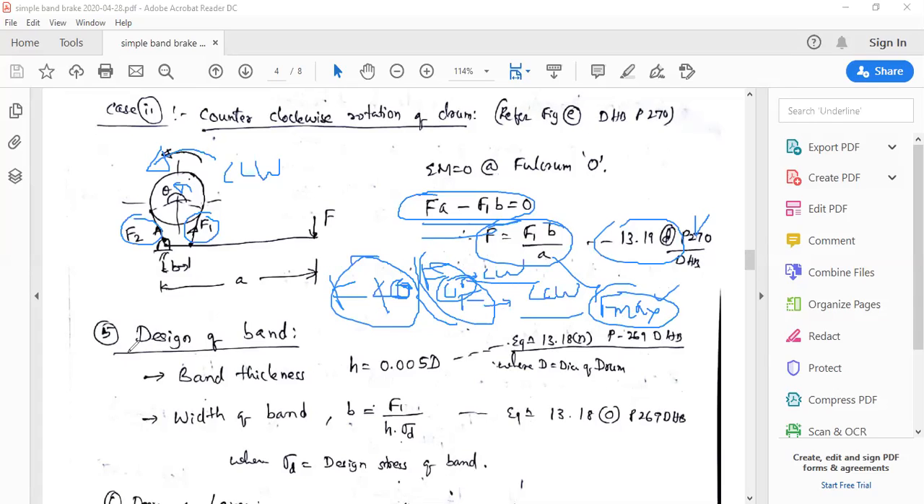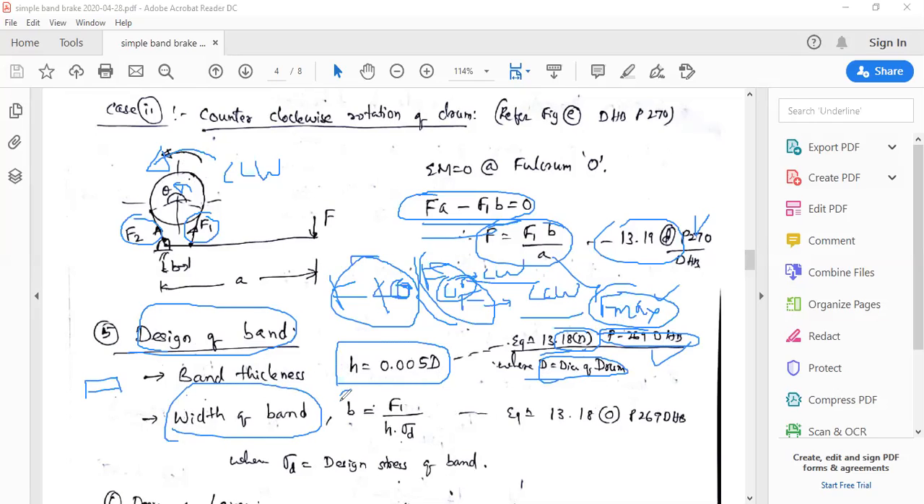After this we have to go for the design of the band. The band has a thickness and a rectangular cross section which is wrapped around the drum. The H value is usually given. If it is not given, we can use H is equal to 0.005 times D, where D is the diameter of the drum. You can use equation number 13.18N, page number 269 of the data handbook. We use this equation in the differential band brake also, so remember it. Then we calculate the width of the band.